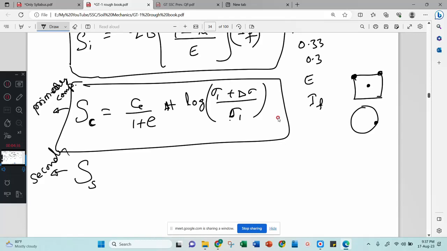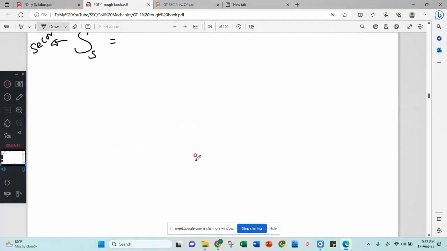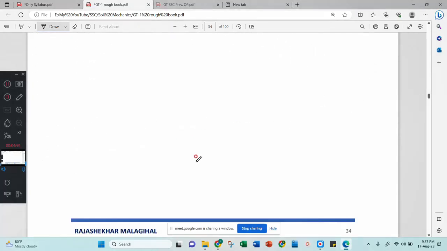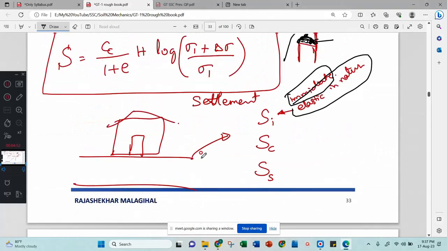Secondary compression. The secondary compression equation is not required, because most of the soil is not organic. That's why we will not discuss secondary compression. Right? This is all about consolidation.